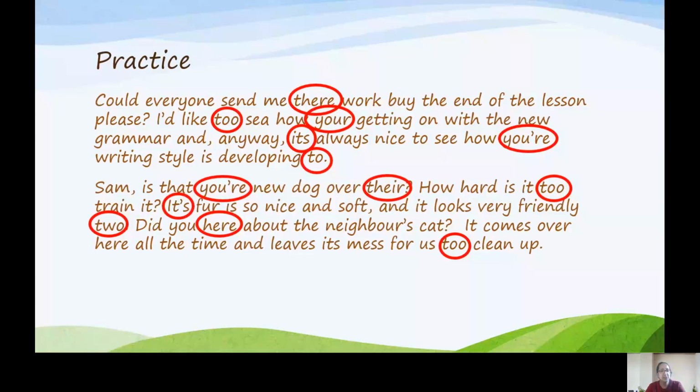Did you manage to spot the other ones that we hadn't talked about? The first one was "buy". So not buy something from a shop, but "by" the preposition, B-Y. And "sea". So not the place where you swim, not the water body, but what you do with your eyes. S-E-E. I hope that's helped you.